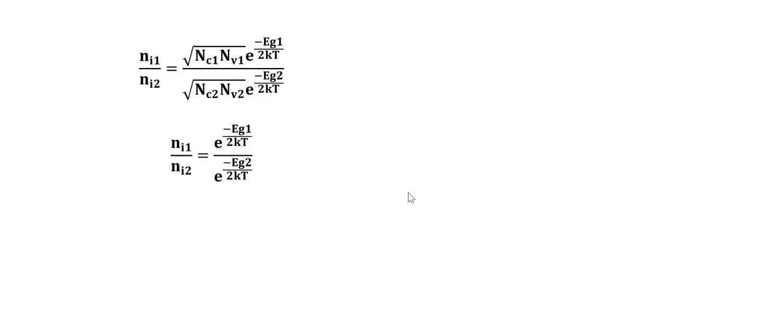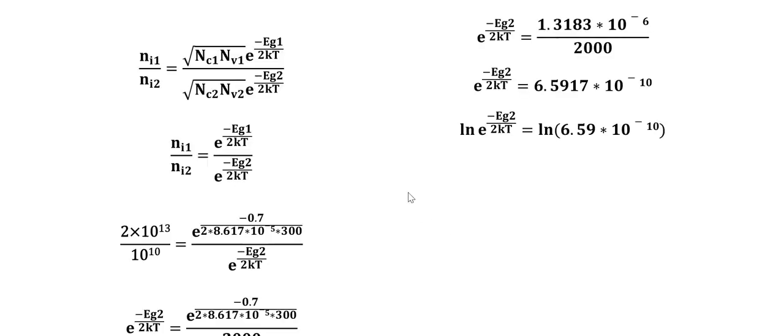So if you see, this is the substitution. Here you have Eg by 2 times Kt, and you'll have a constant here, and in order to remove that, you'll have to take ln on both sides. Finally, you'll get the Eg value. It is approximately 1.1 electron volt. So that is the answer that you're supposed to get. Was that clear?